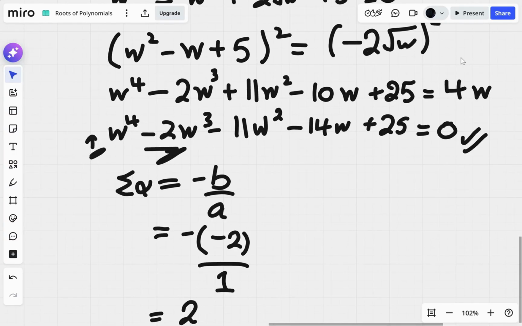I was just reviewing the video and I found out that I made a tiny mistake in the final equation. This is not going to be minus, this is going to be plus. This is plus 11w squared. Let me just write that properly. Plus 11w squared.